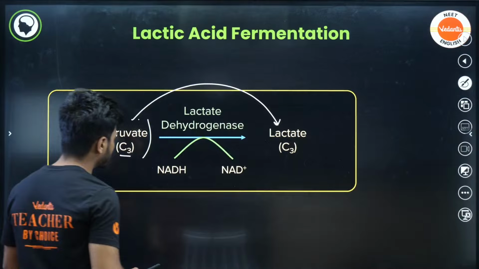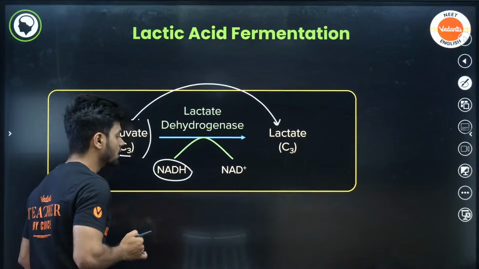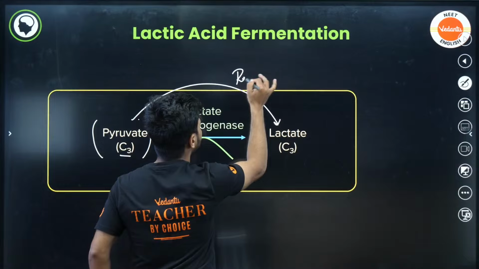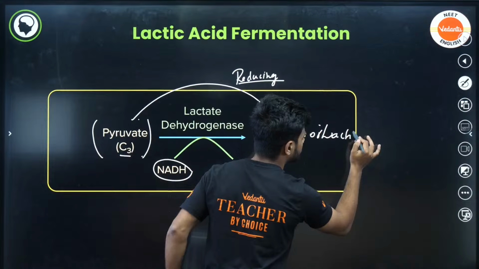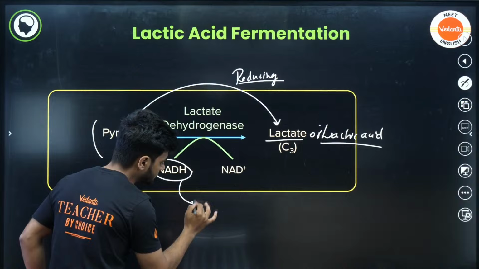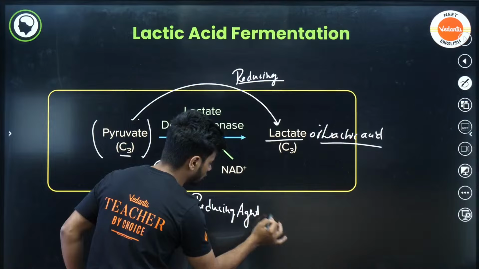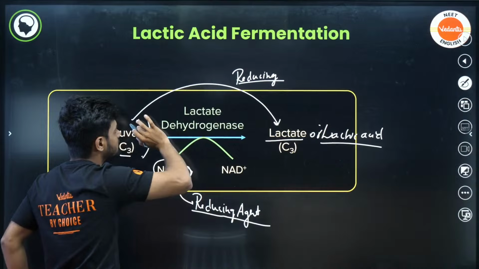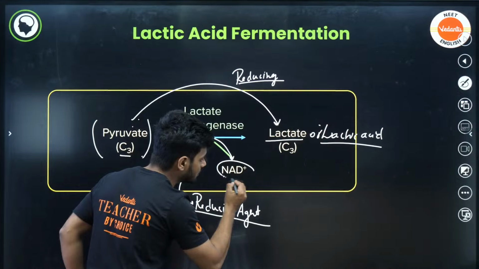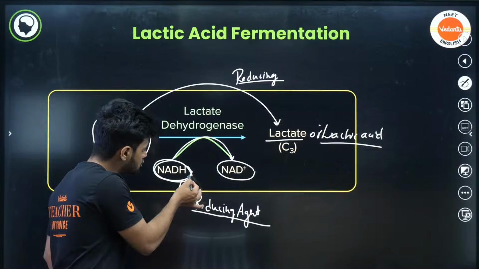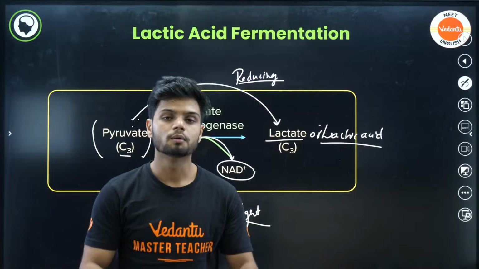And what is the reducing agent? The reducing agent here is nothing but your NADH. Your pyruvate is reduced to lactate or lactic acid, and the reducing agent you have here is none other than your NADH. When this is undergoing reduction, the NADH is undergoing oxidation. So it is getting reoxidized to your NAD+. Your NADH is converted to NAD+, losing the protons.